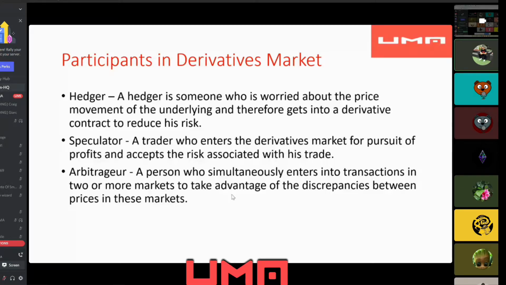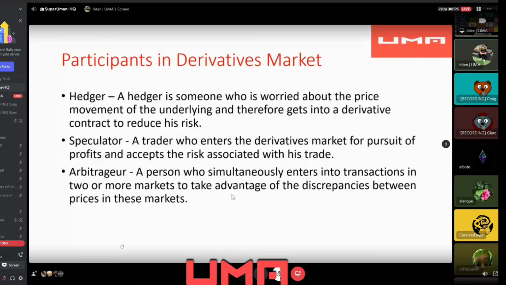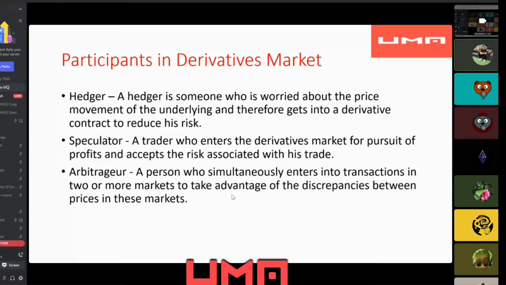All right. So I'm on the other hand betting that the price will decline. So basically I'm speculating on the wheat price. So I'm a speculator in this market. And the third one is the arbitrager. This is a person who simultaneously enters into transactions in two or more markets to take advantage of the discrepancies between prices in these markets.